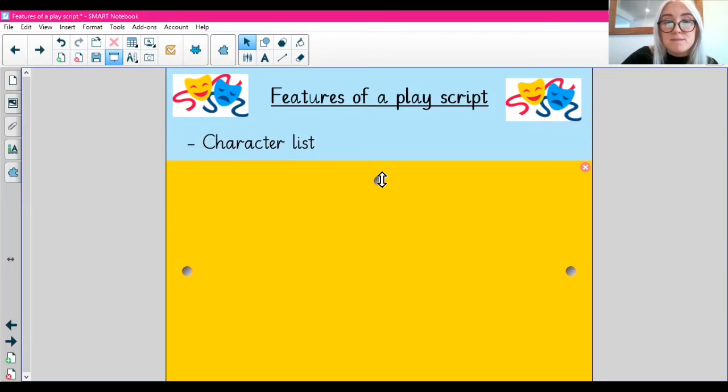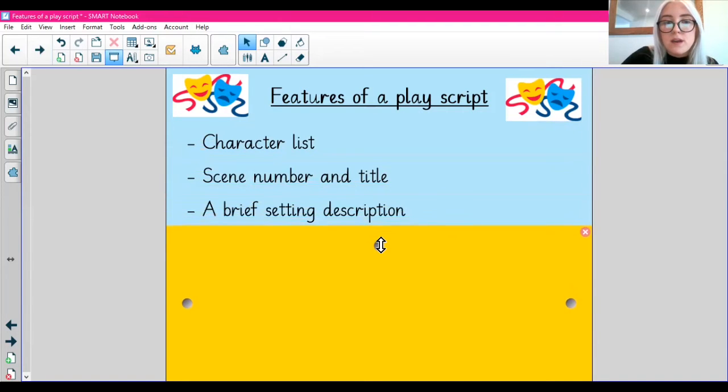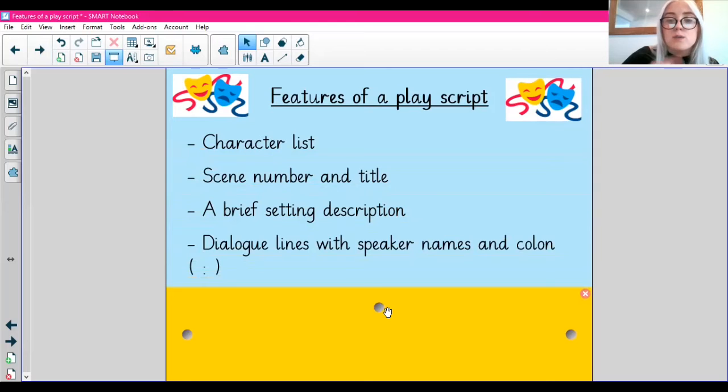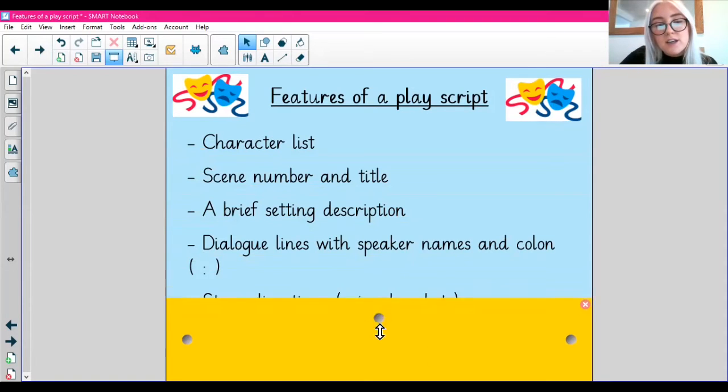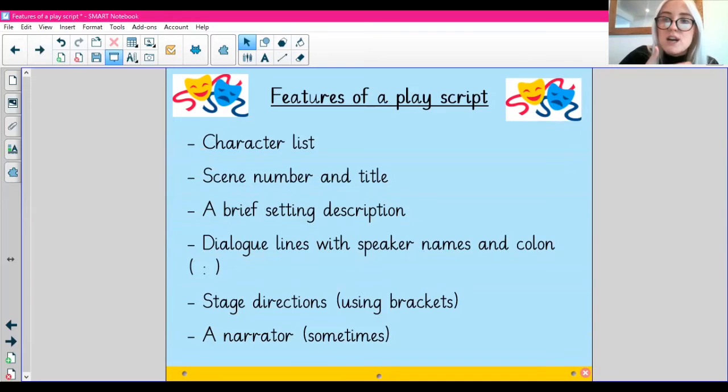A character list, scene number and title, a brief setting description, dialogue lines with speaker names and colons, which are the 2 little dots here, which separates the character from the dialogue, stage directions, which are in brackets. And sometimes play scripts have a narrator, not all the time, but occasionally they will use a narrator.